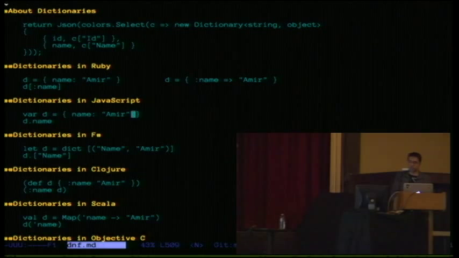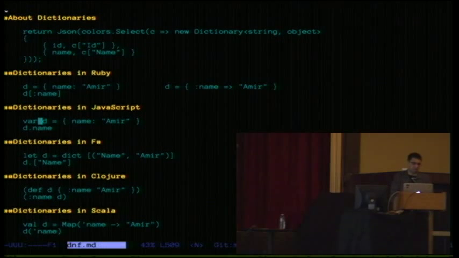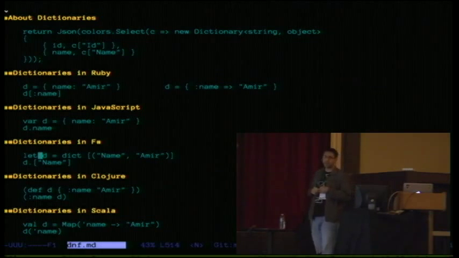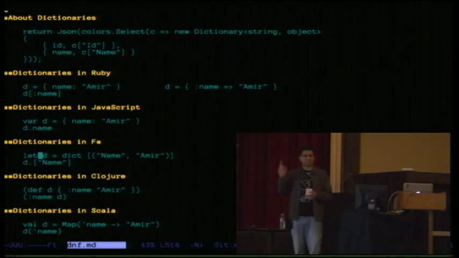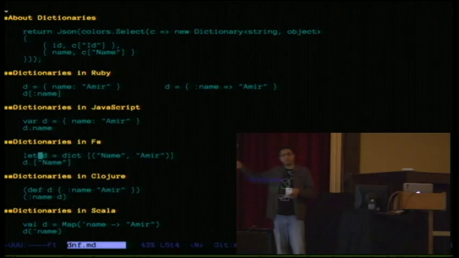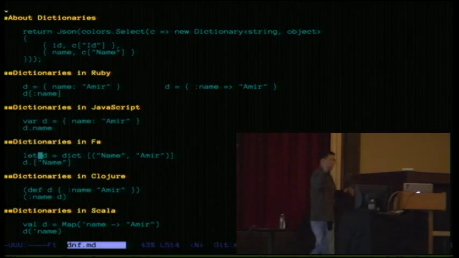In JavaScript, make sure to add the var, otherwise it becomes a wonderful global, and we all love that, right? But that's how you would define a dictionary in JavaScript. F#. So in F#, there's a dictionary method, and you give it an array of tuples, and it creates a dictionary object out of that. Now the interesting thing in F# is that you actually use the dot operator for the brackets. So you do name dot open bracket, whatever.